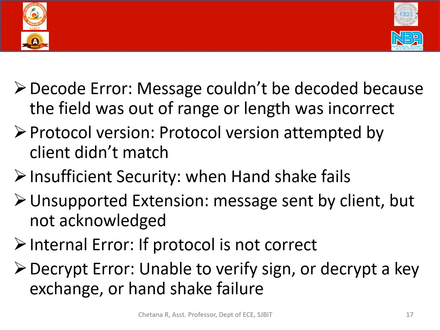Decode error: whenever the decoding or decryption is not properly done, it has to be stopped. If the protocol version does not match that of the client, it has to be stopped. Security is not there, that is, whenever the handshake fails. So if authentication is not properly established between the client and the server, then the handshake fails, and therefore it has to be terminated. Next, unsupported extension: a message sent by the client but not acknowledged.